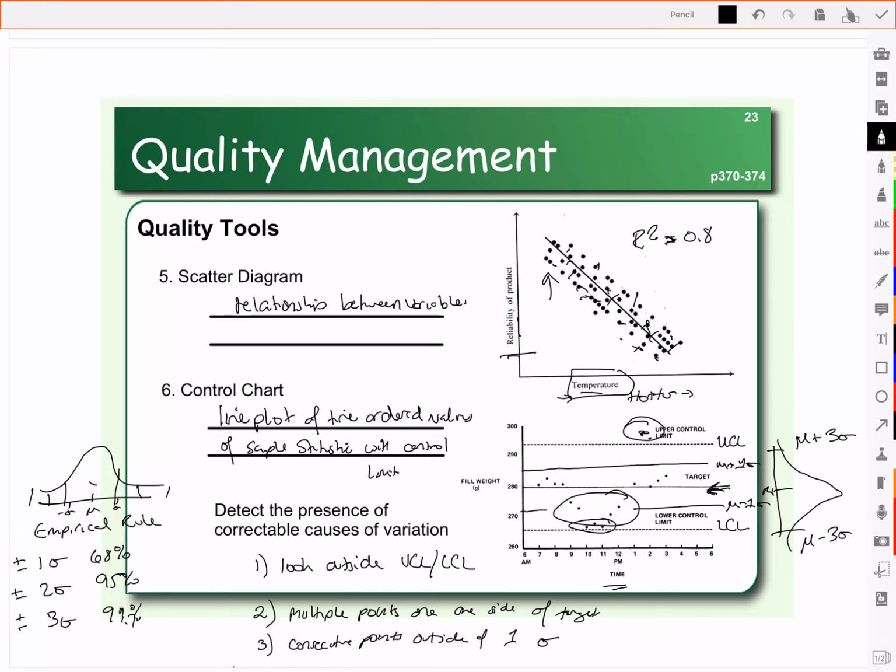If you wanted to learn how to make a control chart, please see the following video.